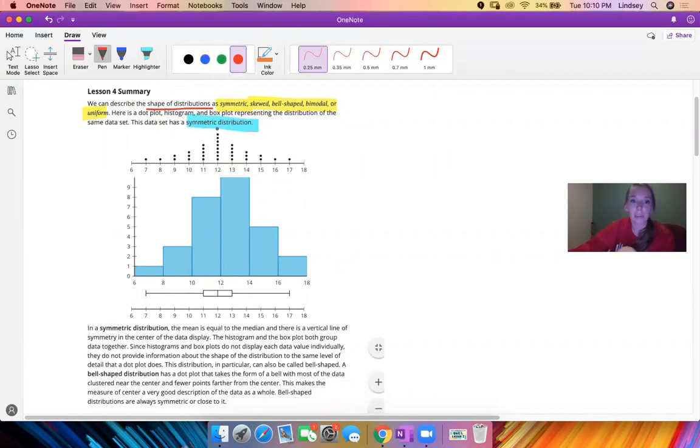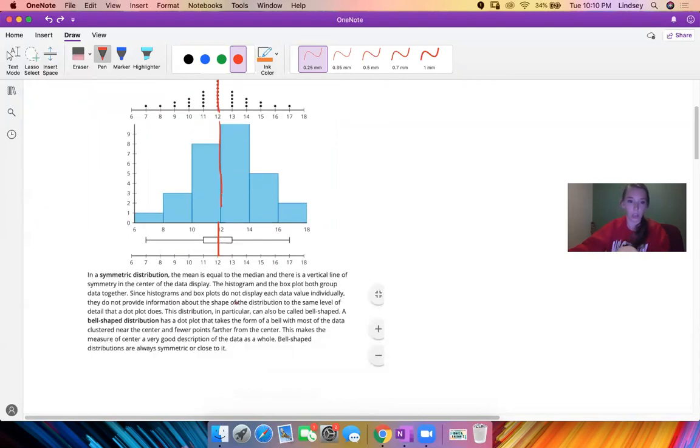So we can see it's symmetric because if we were to draw a line down it, it's going to be pretty even on both sides, okay? Even though we can see this histogram's kind of wonky, remember, that's because we group it into different intervals. So it's going to be a little different, okay?